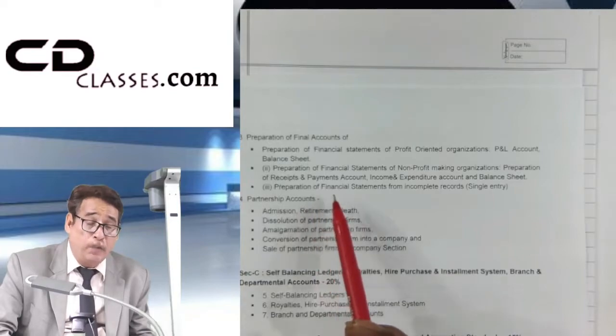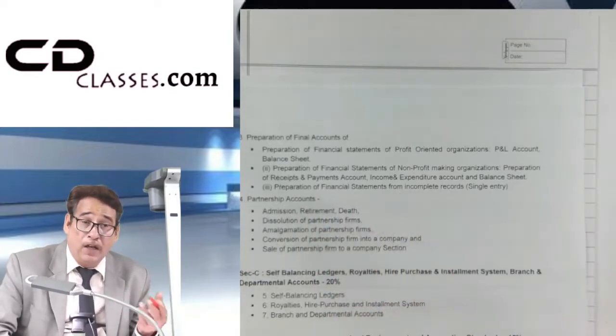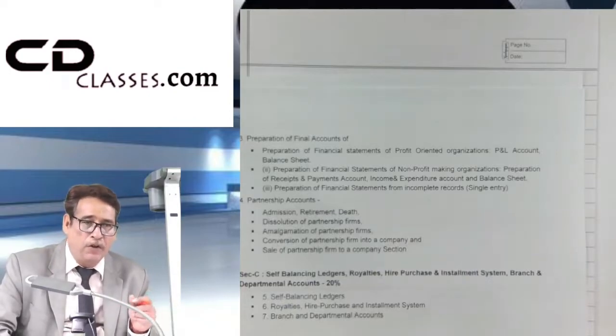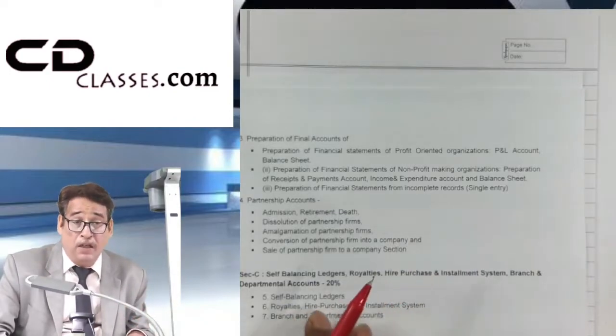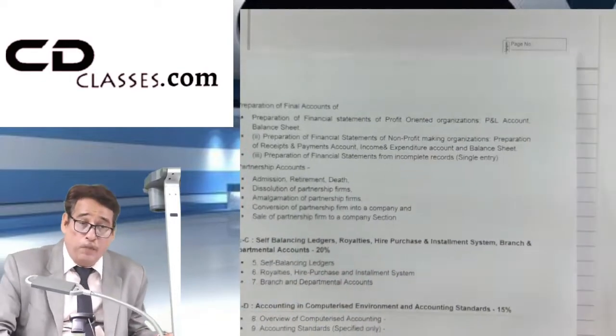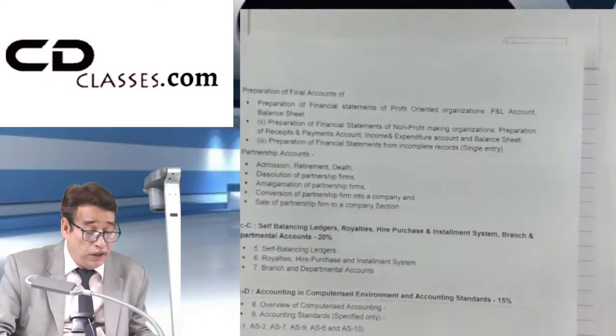And then there is preparation of the final accounts of a single trader, that is from incomplete records. It is also known as single entry accounting system. You have seen that even under single entry accounting system, sometimes data is given to us and we have to prepare the final accounts, that is profit and loss account and balance sheet.